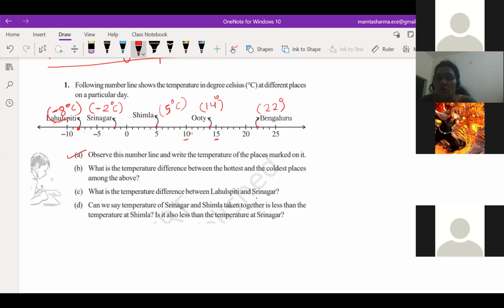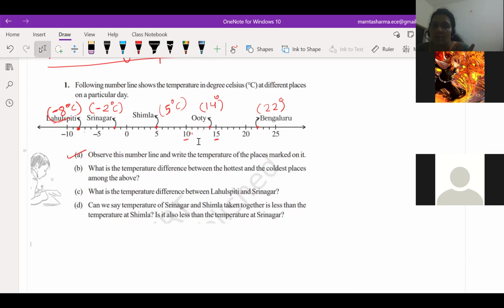What is the meaning of a positive temperature? That place is hot. If it is negative, that place is cold. If it is -1, -2, -8, it's going colder and colder. A month back in Hyderabad it was almost -8, and there was icing everywhere.